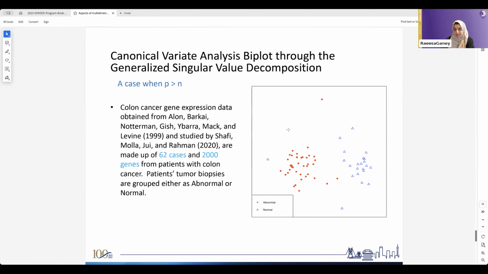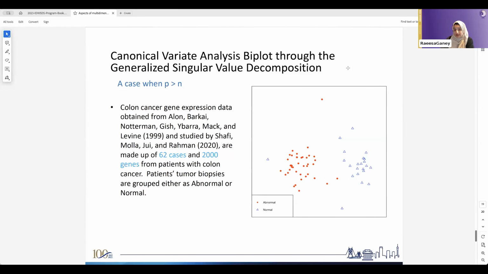So this is another type of biplot. It's called the canonical variate analysis biplot, and I've applied this to a different data set. And this is the current research that I'm working on. So previously we saw the PCA was with the singular value decomposition.